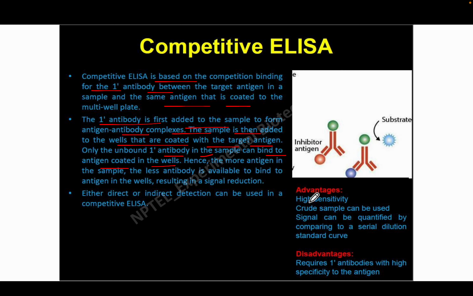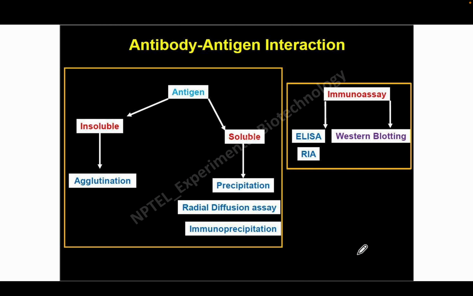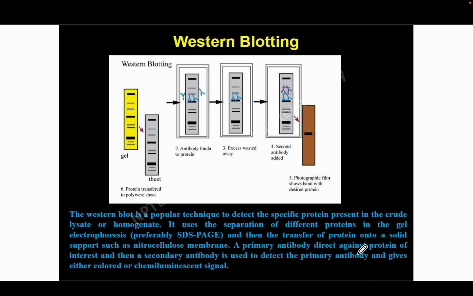Advantages: high sensitivity, crude samples can be used, and signal can be quantified by comparing in a serial dilution standard curve. Disadvantages: it requires primary antibodies with high specificity to the antigen. Also, we will discuss Western blot.